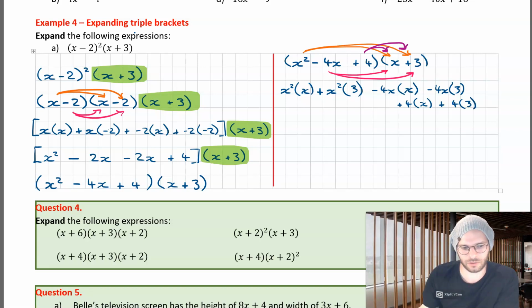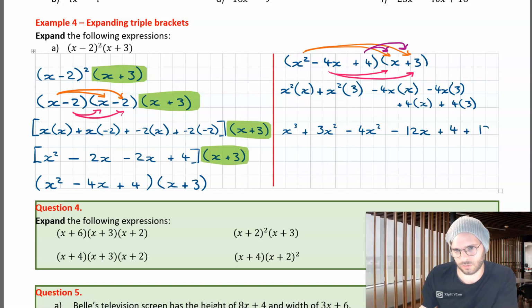And what we've been able to do there is to easily overcome this problem of having 3 terms within the first expression. Now all we need to do is do the actual multiplication, then collect like terms. So x² times x is x³, plus x² times 3 is 3x². Then −4x times x is −4x². Then −4x times 3 is −12x, then plus 4x plus 12.